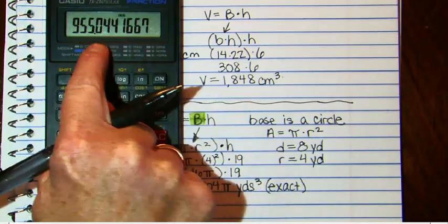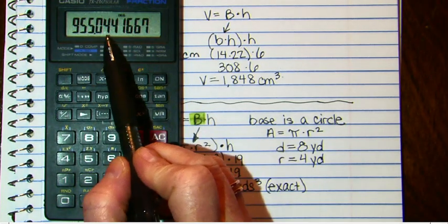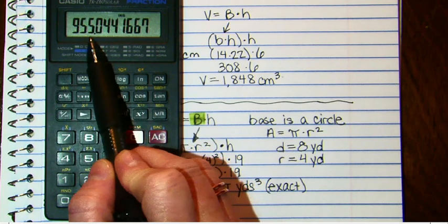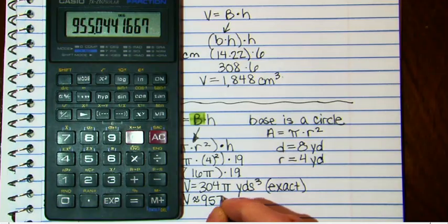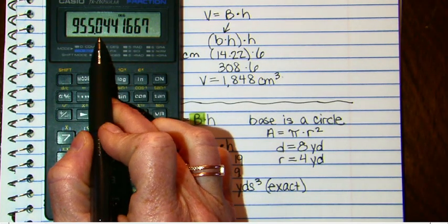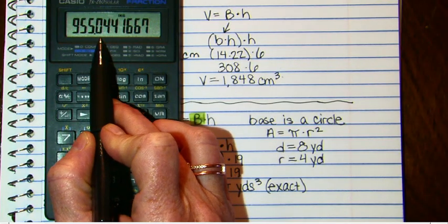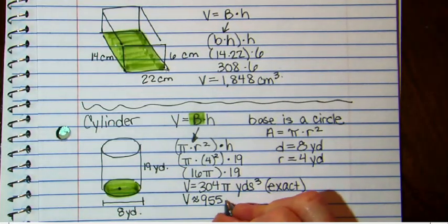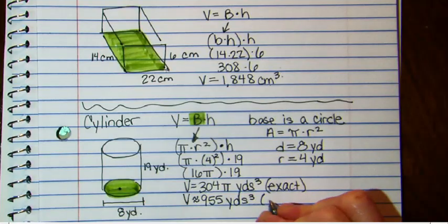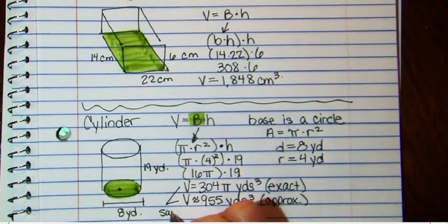So this is an approximate amount of what 304 pi represents. Now I'm going to ask you to round to the nearest tenth. Your test might ask you to round to the nearest hundredth or the nearest thousandth or even just the nearest integer. But for me right now, we're just rounding to the nearest tenth. So that's approximately 955. We look to the nearest tenth, it's a 0. And if you look to the right of that, it's a 4. So the 0 is going to stay the same. And because it's a 0 after the decimal, we're not required to put it. So it would just be approximately 955 yards cubed, and this is your approximate or your rounded value. But both of these represent the same answer.